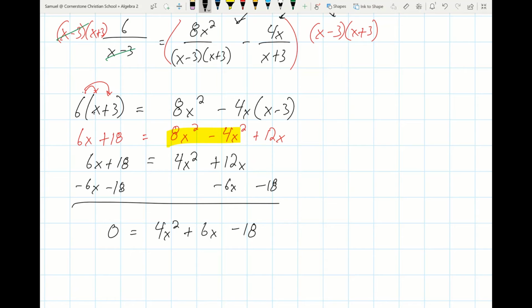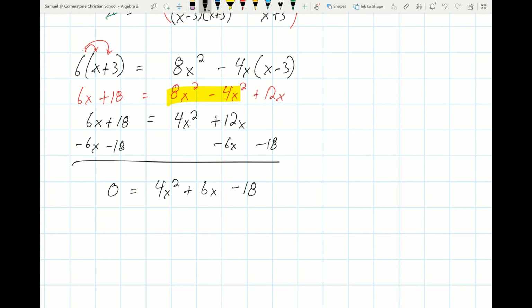First step in factoring every time is the GCF, greatest common factor. I noticed that I could take a 2 out of this. So I could take a 2 out of everything on the right side. So I will have 0 equals 2 times the quantity 2x squared plus 3x minus 9. Again, that's not necessary because our goal is not to factor, it's to solve for x, but you'll just have to work with bigger numbers if you don't do that.